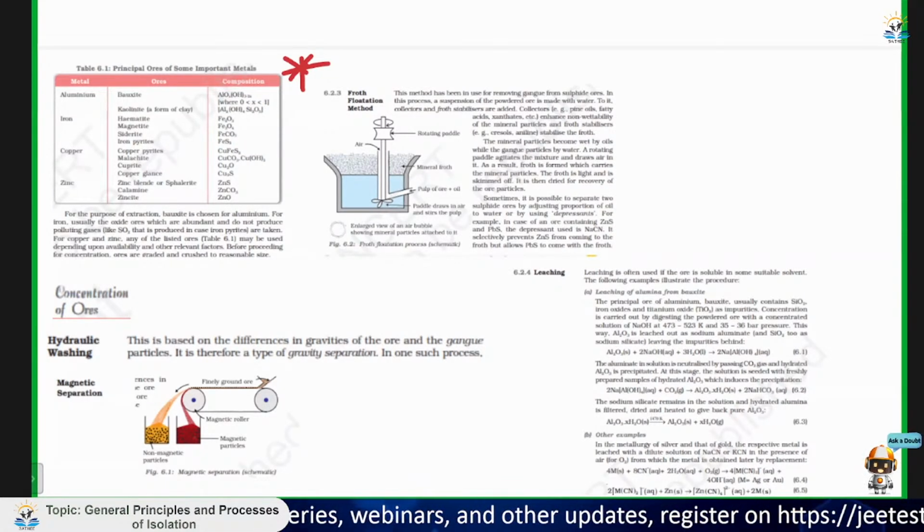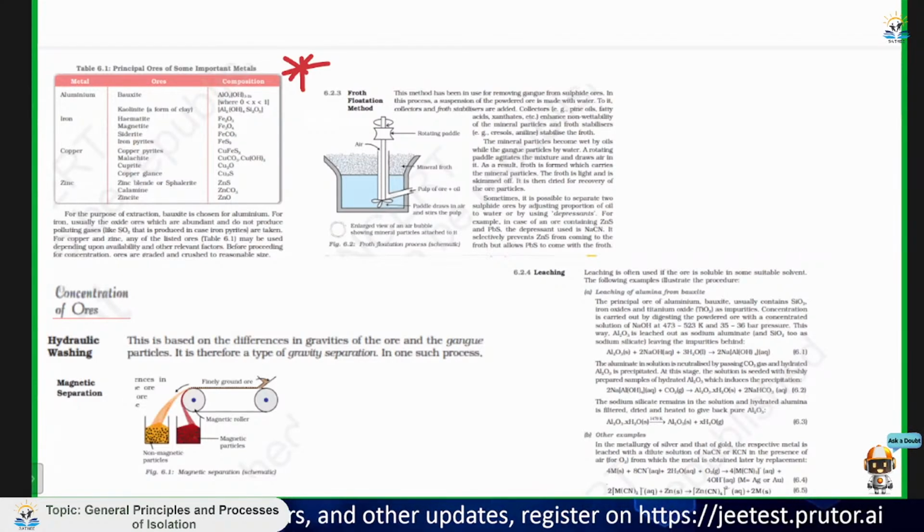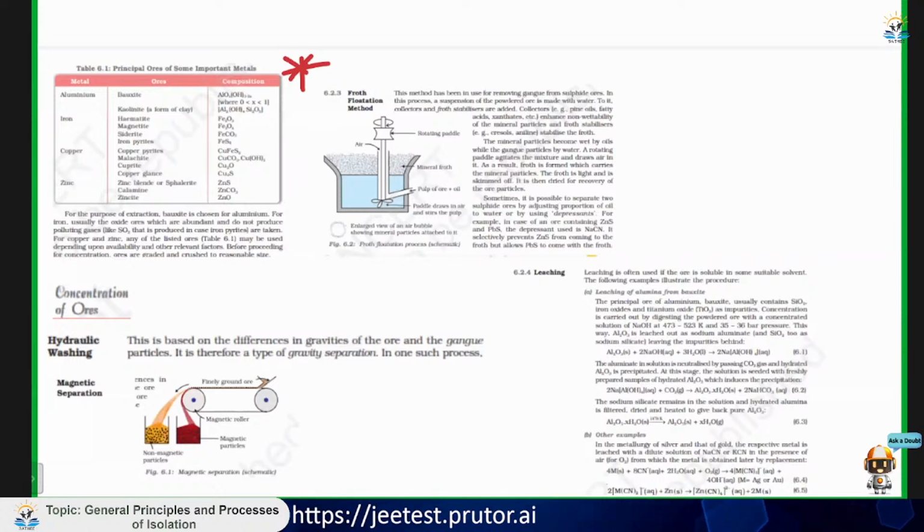Then you're going to do refining, where you're going to have like 10 methods or something: distillation, purification, zone refining, some seeding agents or something. Okay, so that's the process. First, concentration of ore. For concentration of ore you're going to have physical methods: hydraulic washing, magnetic separation, and froth flotation.